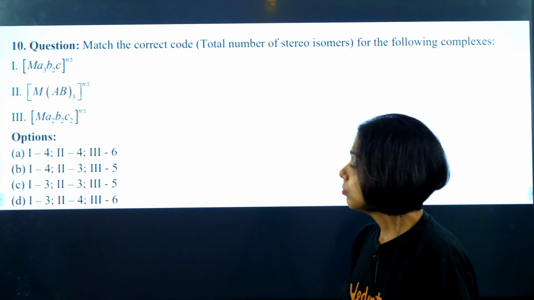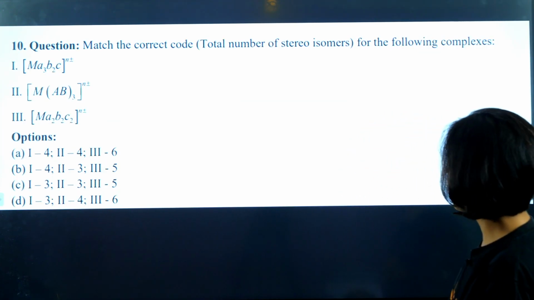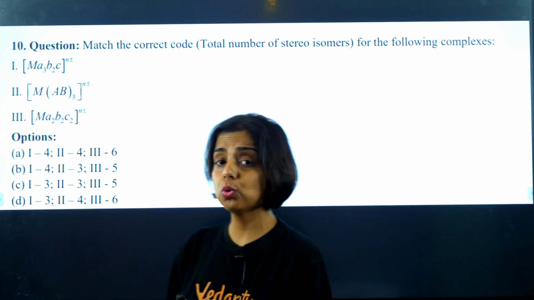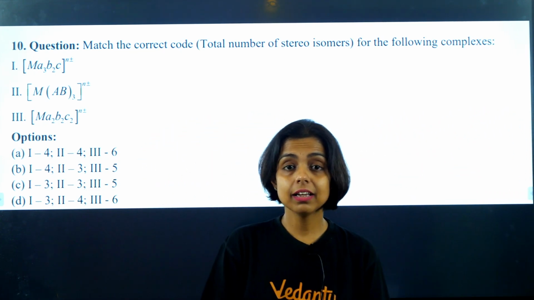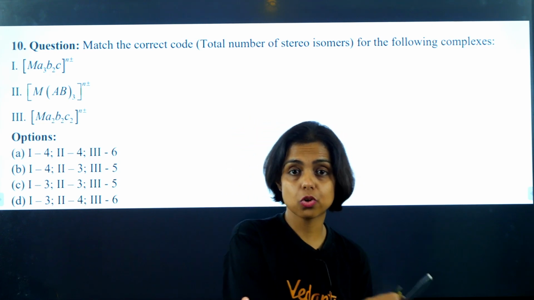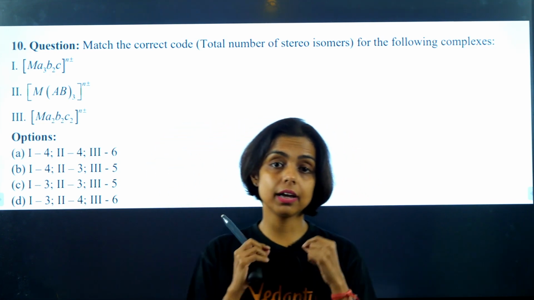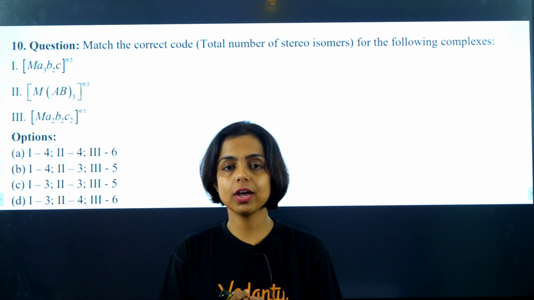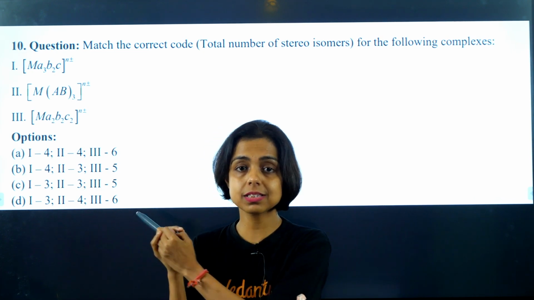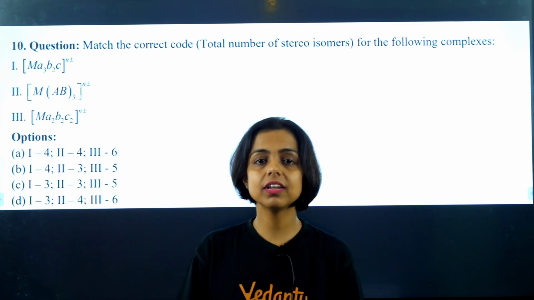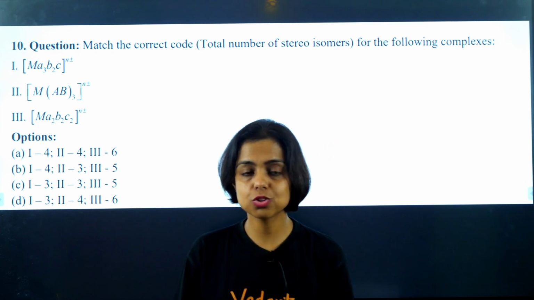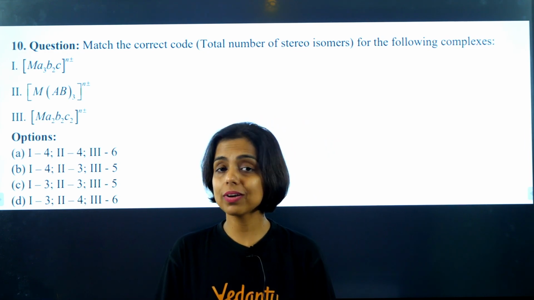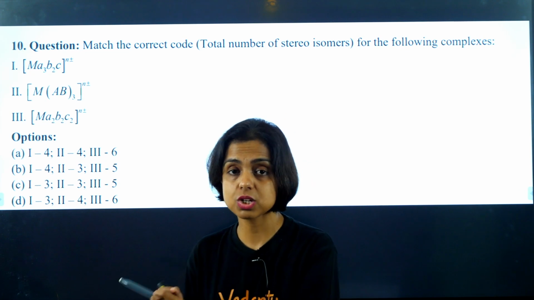Next question. Match the correct code. Total number of stereoisomers for the following complex. I am sure you should do this rightly, because in the last solution of the last paper, I asked you to make sure that you know the stereoisomers of complexes. I have told you about the chart given in JEE, right? You should revise that chart thoroughly so that you can save your time in doing such type of questions.